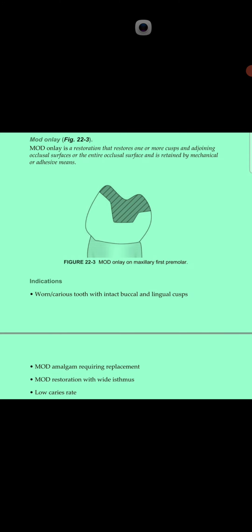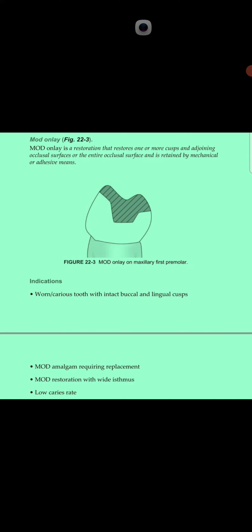If there is a worn or carious tooth with intact buccal and lingual cusps, then on that tooth we give a mesio-occlusal-distal onlay, because this onlay goes above the cusp, and these cusps will support the restoration. Next indication is an MOD amalgam requiring replacement. If any patient has a mesio-occlusal-distal amalgam and they require replacement, then we replace it.